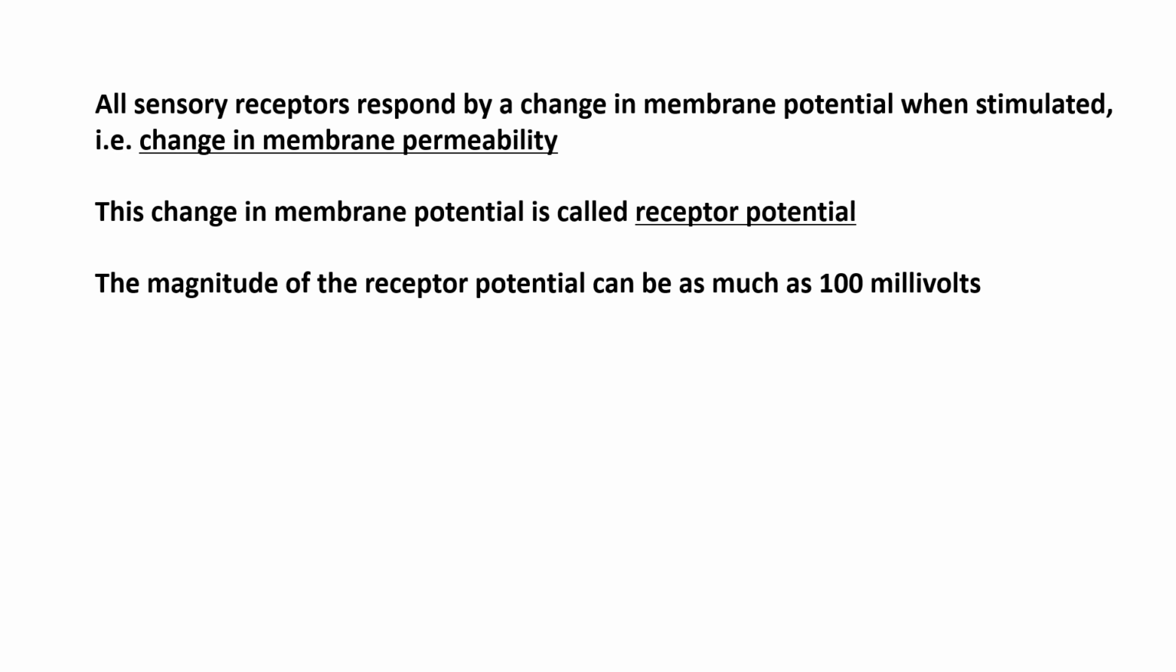All sensory receptors respond to a change in membrane potential when stimulated. So it doesn't matter what the stimulus is or which receptor it is. Once the adequate stimulus is applied, that particular receptor will respond by changing its membrane potential. There is a change in membrane permeability, and there will be a change in membrane potential. This change in membrane potential is known as the receptor potential. In some receptors, the magnitude of the receptor potential can be as much as 100 millivolts.